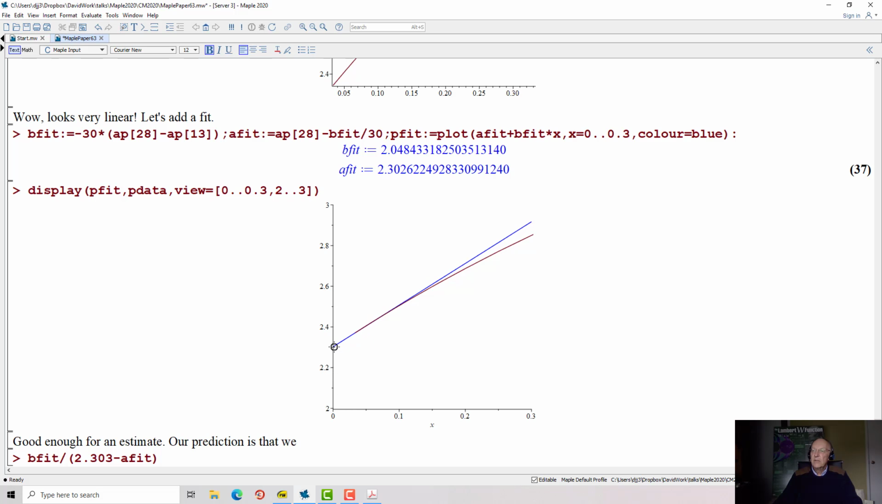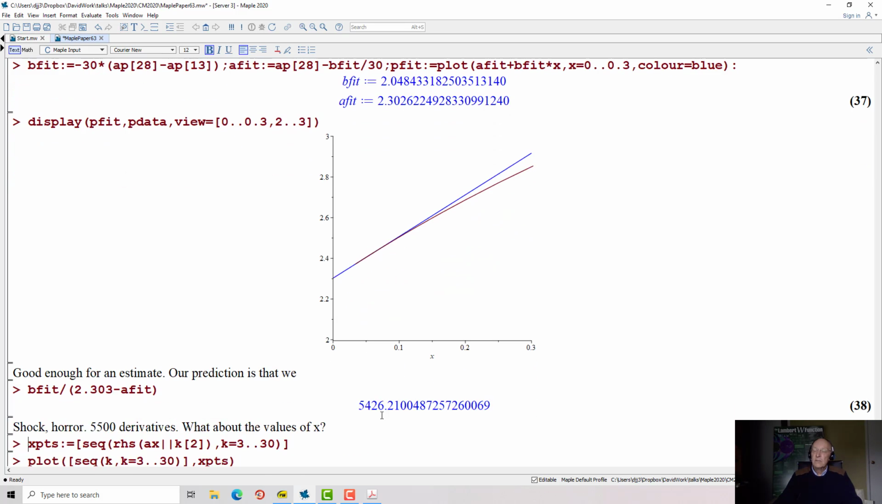So we see my extrapolation intersects the curve here at about 2.3. Up here I have the value of the fit. The fit is pretty close to 2.303. So I can ask the question, how many derivatives will it take until I get down to 2.303 according to this extrapolation? And it's unlikely, even with Maple's power and modern laptops with their gigabytes of memory, that I'll be able to get to 5,000 just by this simple-minded approach.